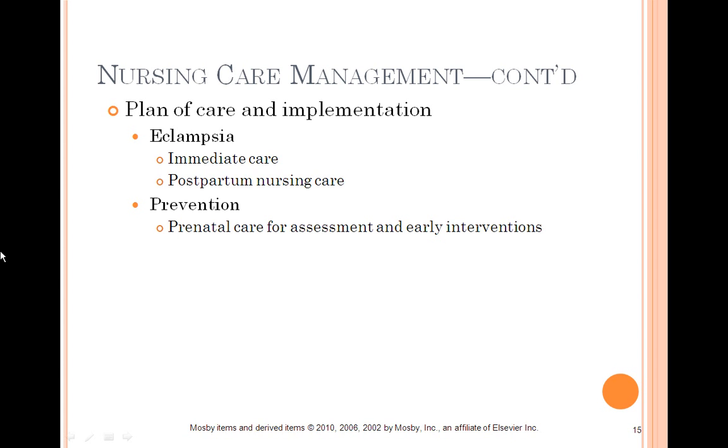Also, whenever you give mag sulfate, remember, whatever you give, you need to always have an antidote for it, because if it causes respiratory depression, one of the things you want to be concerned about is they're not having any type of actual problems breathing. So calcium gluconate is the actual antidote for our magnesium sulfate.